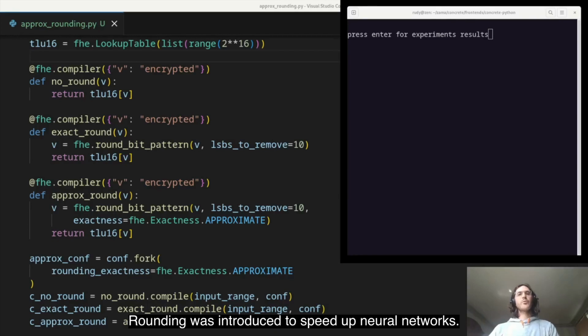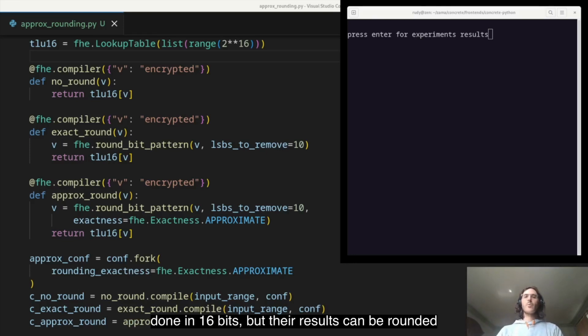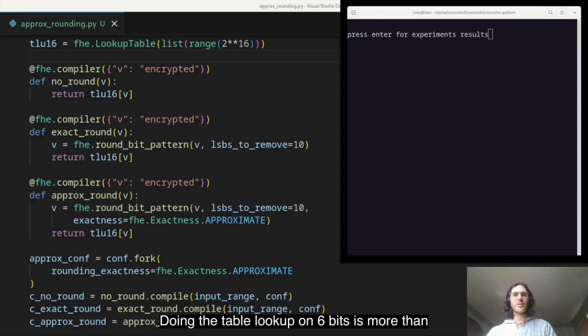Rounding was introduced to speed up neural networks. It allows to reduce the bit width of a value before doing a table lookup, so it's faster. In neural networks, scalar products are fast and can be done in 16 bits, but their result can be rounded to 6 bits to enter the activation function. Doing the table lookups on 6 bits is more than 10 times faster and works well for accuracy.